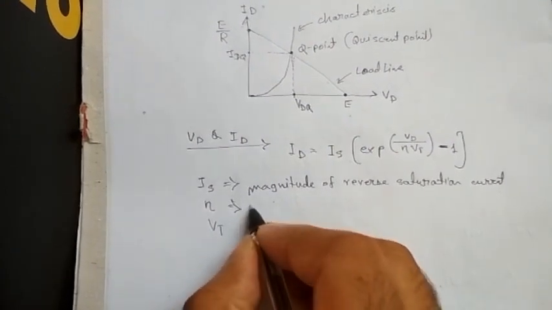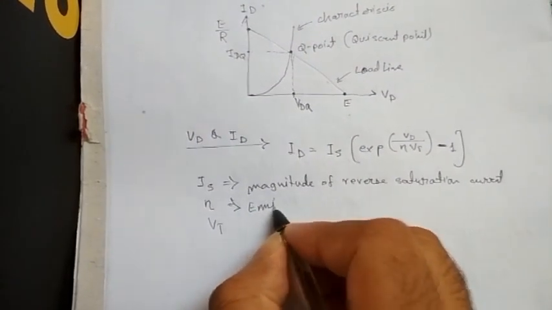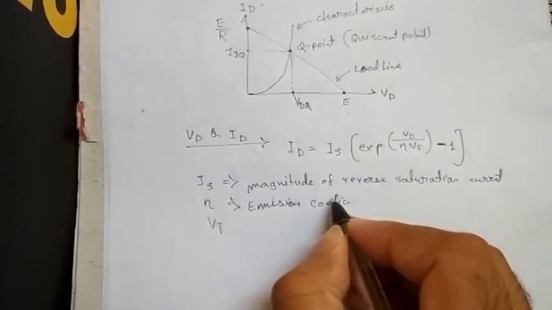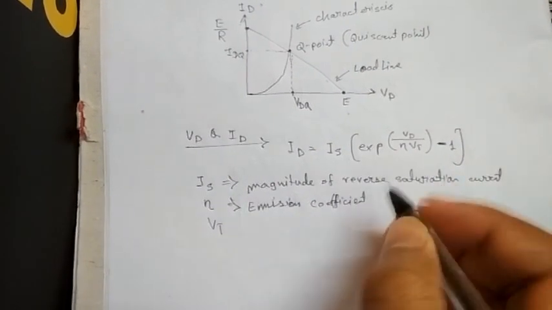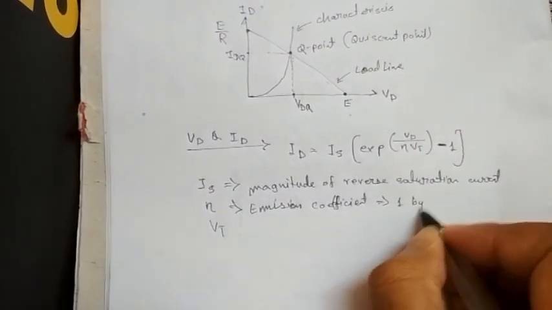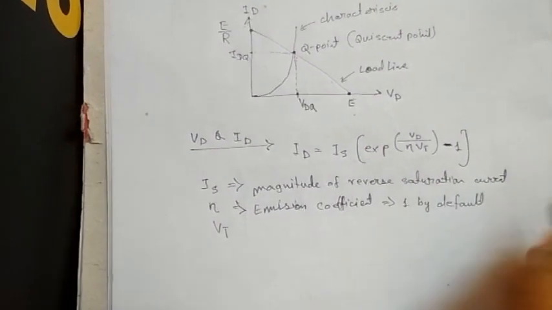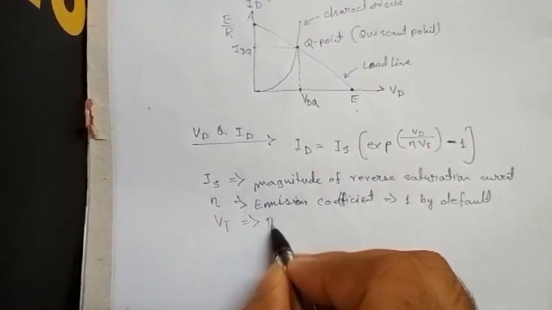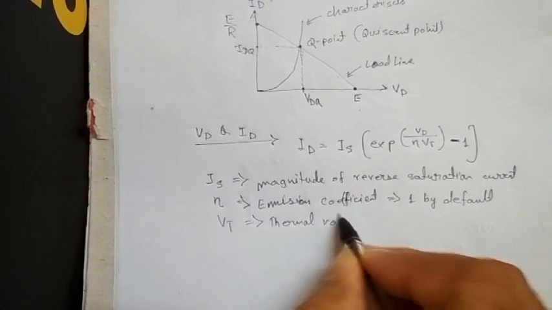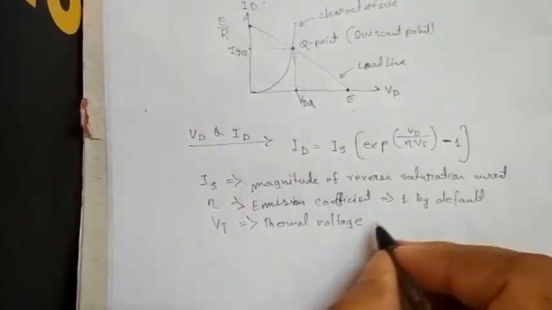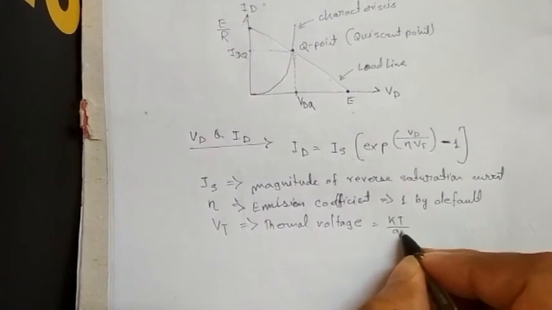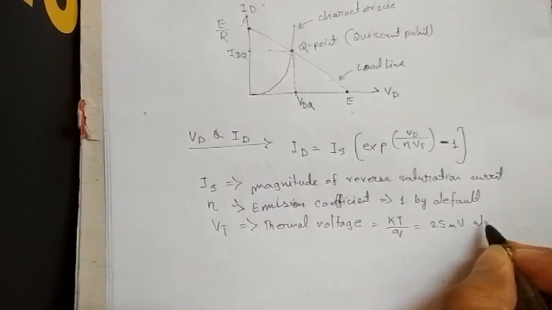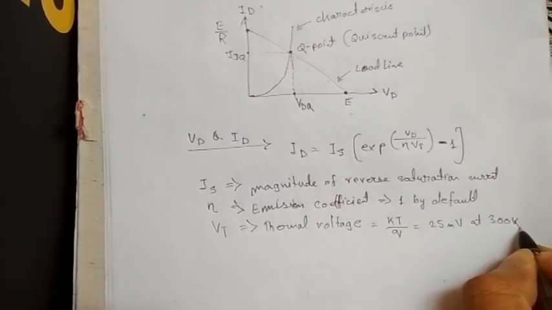Now nu, what is nu? It is the emission coefficient. Its value is 1 by default. Now Vt, it is the thermal voltage. It is expressed as kT by Q. Its value is 25 millivolt at 300 Kelvin.